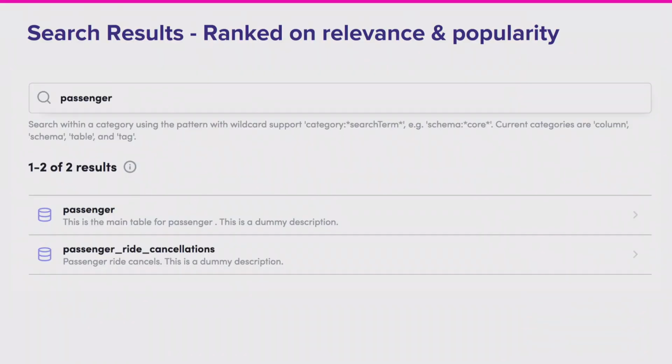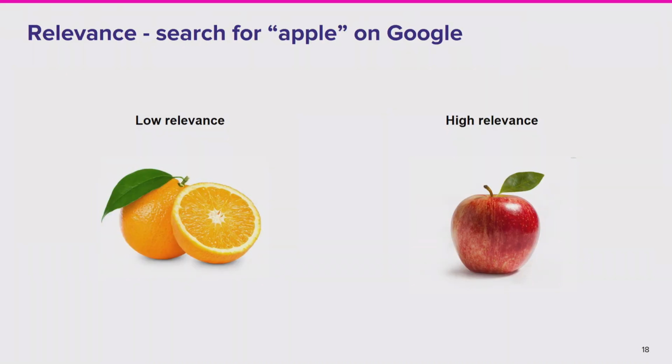When a user is presented with search results, those search results are ranked based on relevance and popularity, and I'm going to define exactly what I mean by each of those. For relevance, when you search a term, you want to receive results that are related to what you searched for. So if you search for apple, getting a result of an actual apple is high relevance, but getting an orange is low relevance.